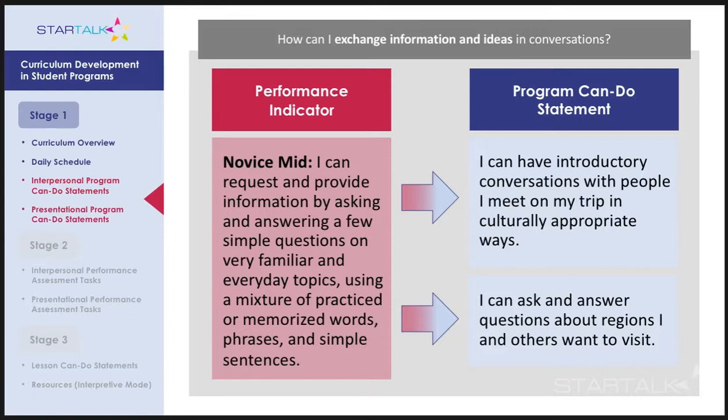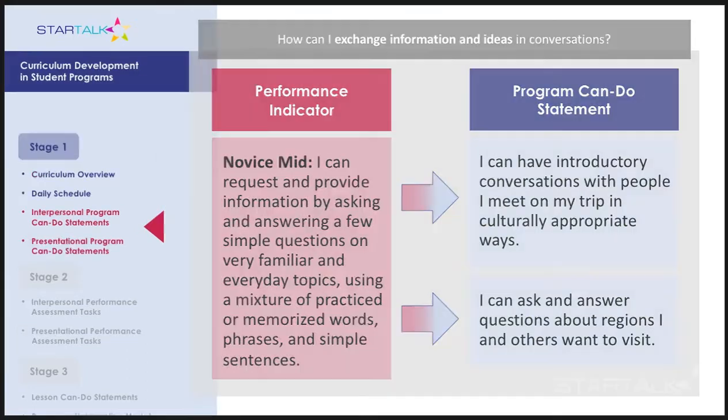So the left-hand side is generic. It could apply to any program that was working with this language function at this level of performance. But the right-hand side, with the program can-do statement, is very program specific and will be connected directly to the theme that was identified in the curriculum overview.